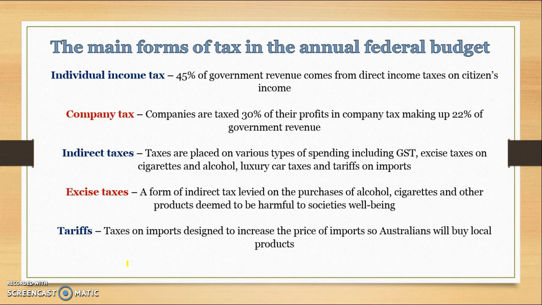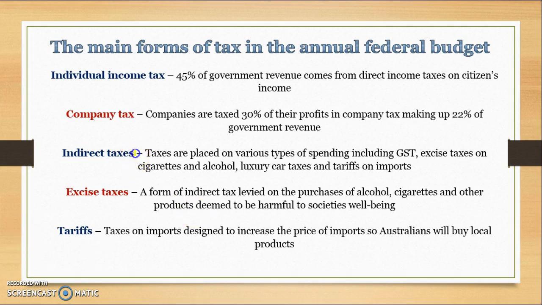It's also company taxes, so when companies make profits, around 30% of their profits are taxed in company tax. So if a company makes a profit of $1 million, they have to pay $300,000 in tax. So that's the second biggest form of government revenue, and the government collects around 22% of their revenue in company taxes. Then we have indirect taxes.